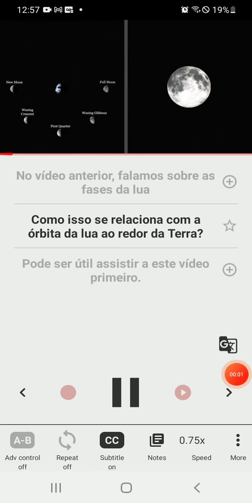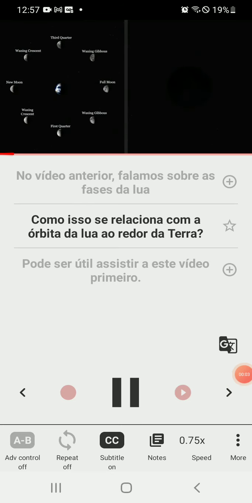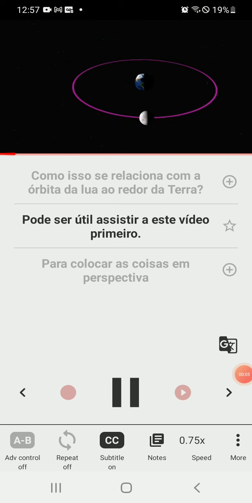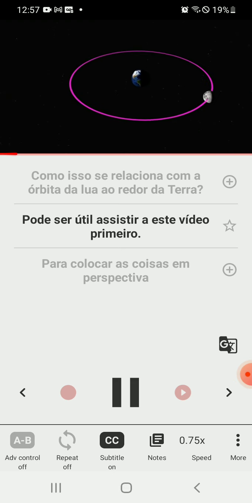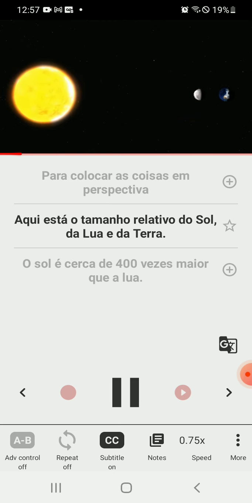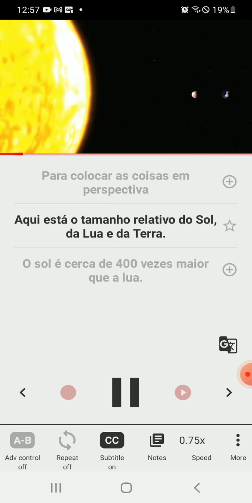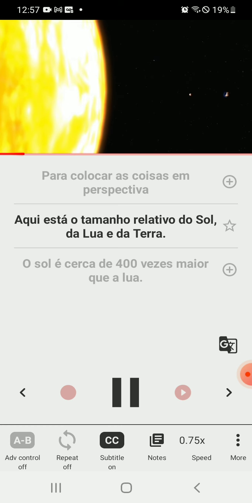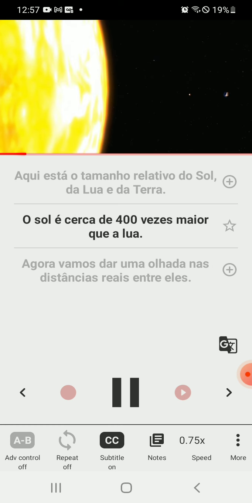That relates to the moon's orbit around the Earth. It might be helpful to watch that video first. To put things in perspective, here's the relative size of the Sun, the Moon, and the Earth. The Sun is about 400 times bigger than the Moon.